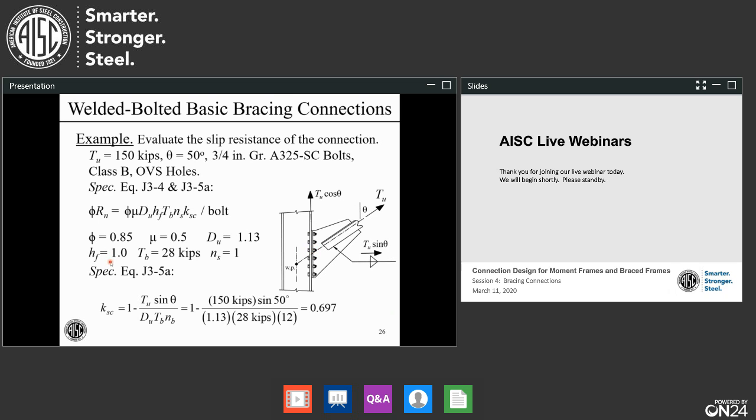If we had multiple fillers stacked on top of each other, or beside each other in this case, then we'd have a lower value for H sub F. Number of slip planes is just 1. Just 1 slip plane along there.